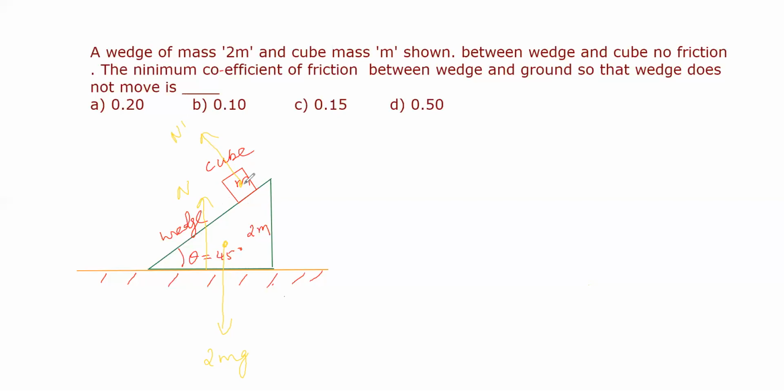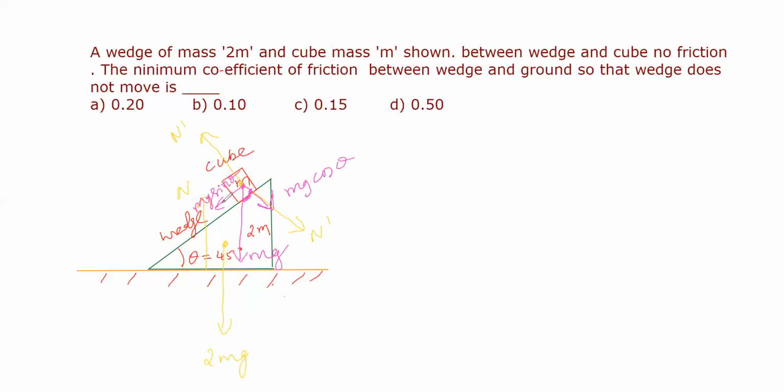For every action there is an equal and opposite reaction, so the cube pushes the wedge with force N dash. Now on the cube, the mg force is acting. This mg force can be resolved into two components: one parallel to the wedge surface and one perpendicular to it. Since the angle is theta, we get mg cos theta perpendicular and mg sin theta parallel to the surface.